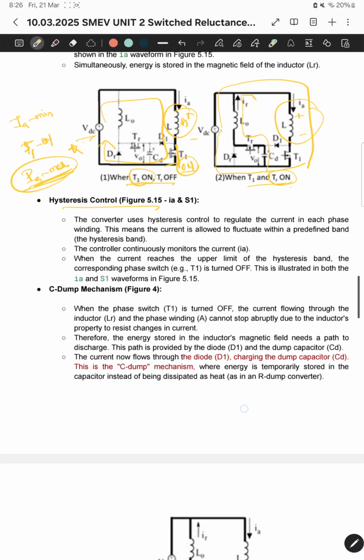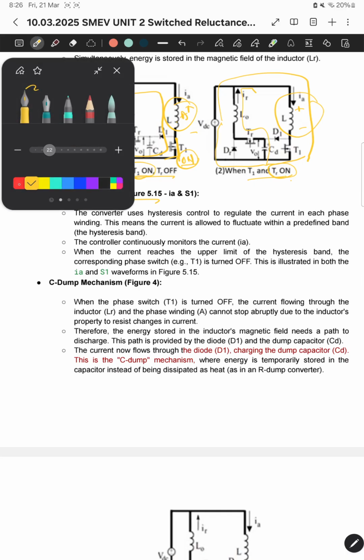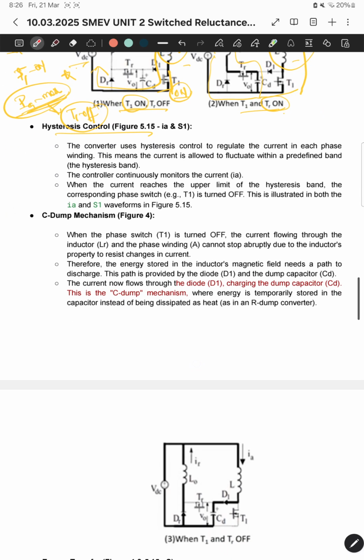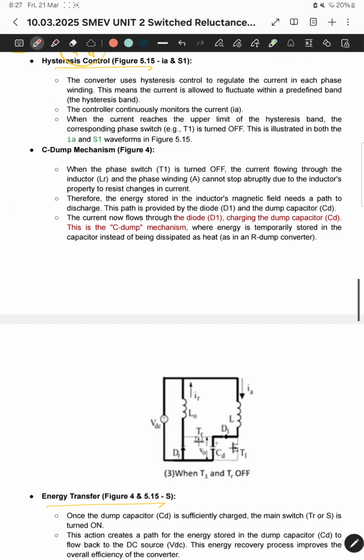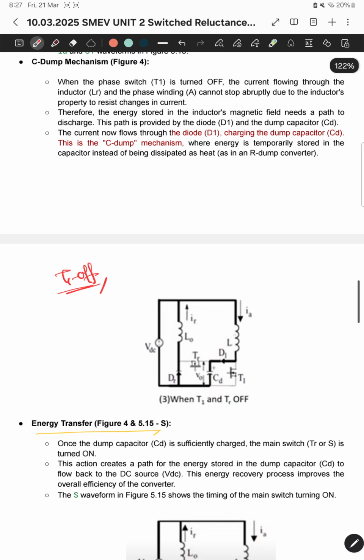When the IA current is maximum, ultimately this T1 will be made off. This is all done by the hysteresis current control we already discussed. Now when T1 is off, you can see that previously the current passed through this path. Now the current is not flowing through this. When T1 is off, the same power from the DC supply has to flow through this capacitor, and it is fed back to this supply. Whenever current has to flow here, it should be able to form a closed path.